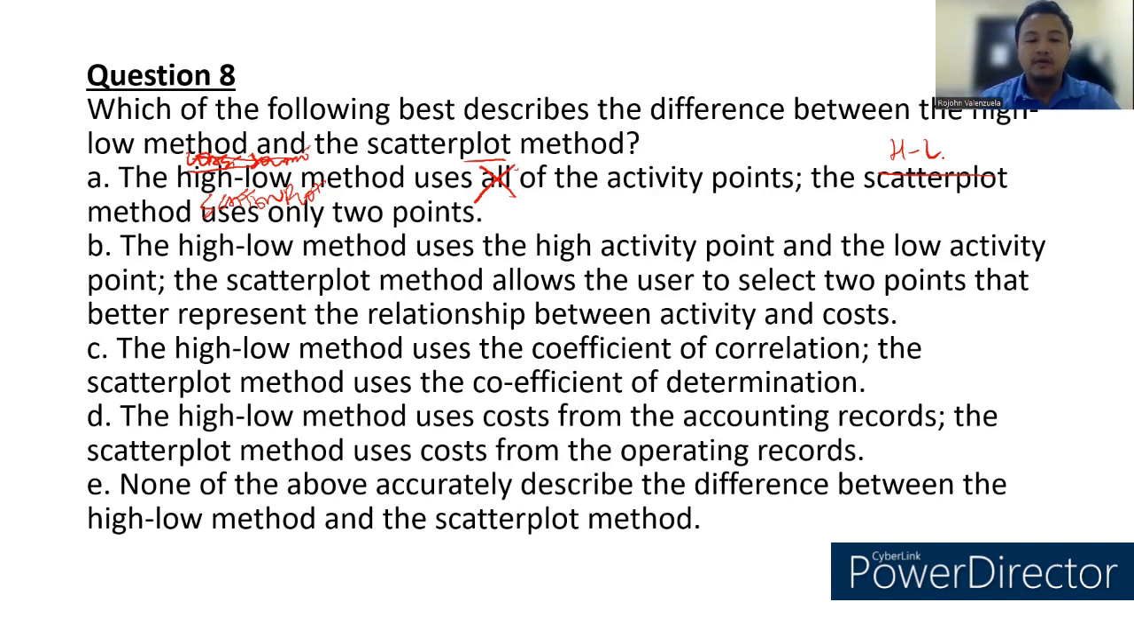Letter B, high-low method uses the high activity point and the low activity point. The scatter plot method allows the user to select 2 points that better represent the relationship between activity and cost. So, the answer natin is letter B. Letter C. Mali yung letter C kasi hindi gumagamit ng coefficient of correlation ang high-low method. Letter D, uses cost from accounting records and uses cost from operating records. So, mali yun.